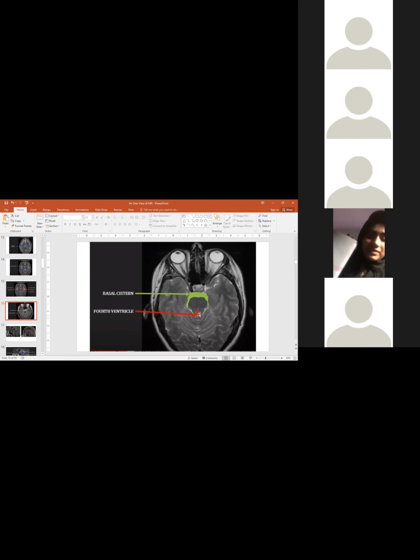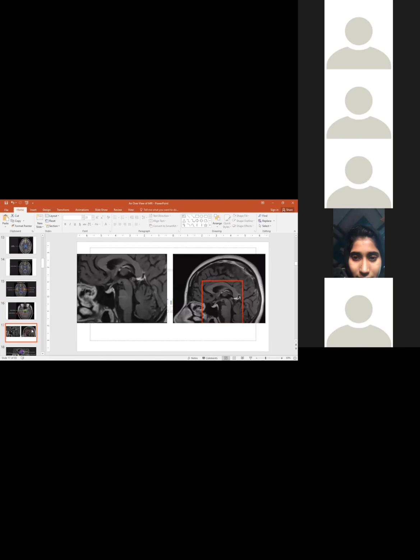And this reddish part is known as the fourth ventricle. It also contains the CSF. And the fourth ventricle communicates with the third ventricle through the aqueduct of Sylvius, and I will show you that structure as well in a moment. They are very important structures to visualize to see the integrity of the brain, or whether these structures are affected or not, and to define many pathologies, keeping those structures in our mind.